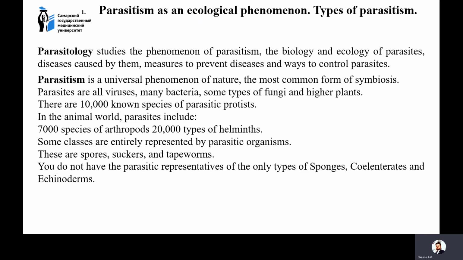Some classes are entirely represented by parasitic organisms. There are sporozoans, flukes, and tapeworms. There are no parasitic representatives only among the types of sponges, coelenterates, and echinoderms.